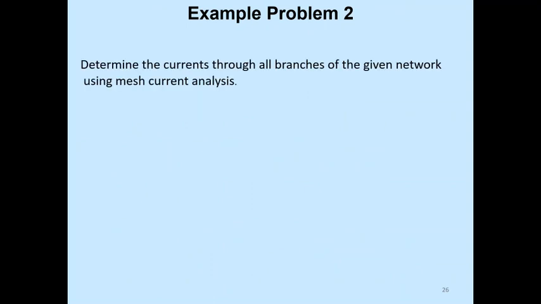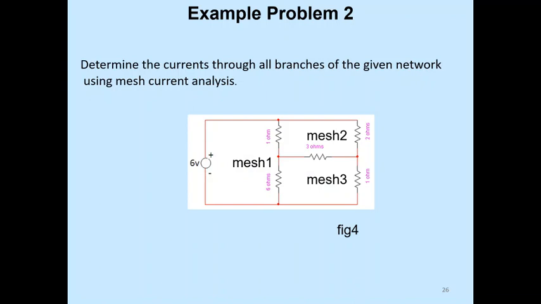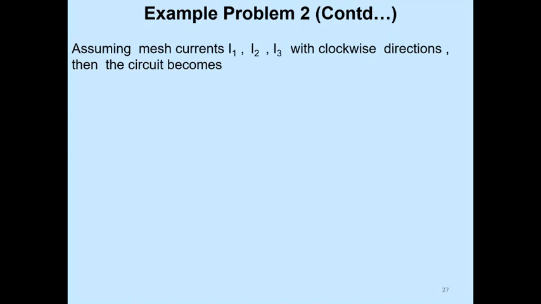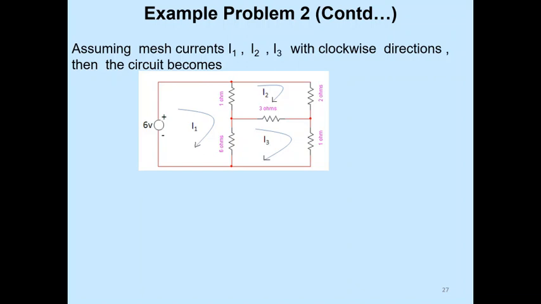Now we are taking another problem. Determine the currents through all branches of the given network using mesh current analysis. It's another simple problem. A 6 volt source and all the resistors are given, and here mesh 1, mesh 2 and mesh 3 are given. The number of meshes is 3. So assuming mesh currents I1, I2 and I3 with clockwise direction, the circuit becomes like this.